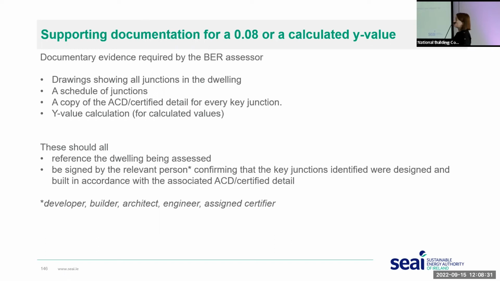So the documentary evidence required by the BER assessor to support a Y value better than 0.15 are drawings showing all of the junctions in the dwelling, a schedule of junctions, a copy of the ACD or certified detail for every key junction, and if the Y value has been calculated, a copy of the Y value calculation. Sometimes a third party might carry out the Y value calculation and give it to the assessor, or the assessor may carry out the Y value calculation themselves. The documentary evidence needs to reference the dwelling being assessed and be signed by the relevant person, confirming that the key junctions identified were designed and built in accordance with the associated ACD or certified detail.